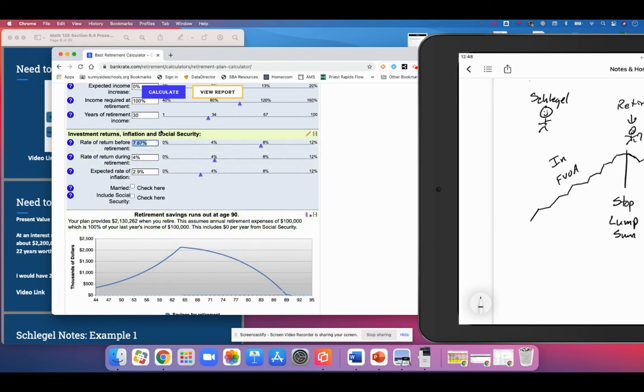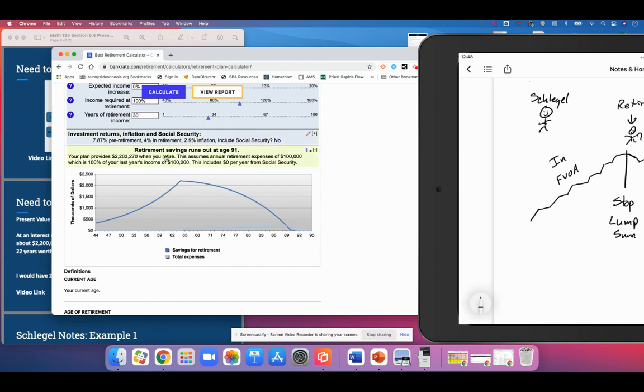So again, everyone, if I end up with a total of 2.1 million, let's go ahead and put the 7.87 back in there. So I get my 2.2 million there. If I have 2.2 million when I retire and I take $100,000 out each year, that would mean that I would only have 22 years worth of income, again, because 2.2 million divided by 100,000 is 22.